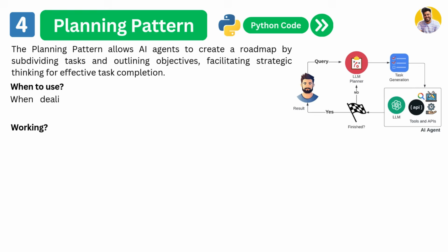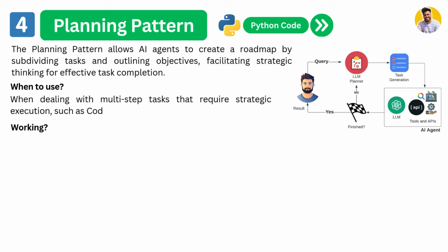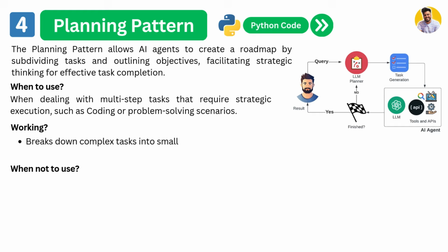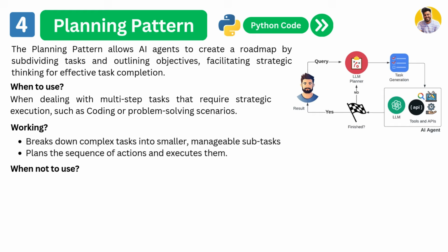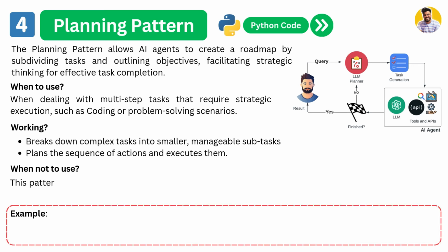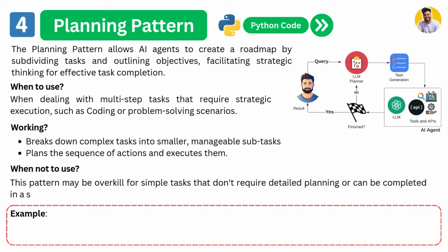You can use it when you are dealing with multi-step tasks that require strategic execution, such as coding, or problem solving where you need to act as a defense lawyer or as a prosecutor as well. It can break down a complex task into smaller manageable subtasks, plan the sequence of actions, and then execute them, and it can delegate tasks to its team as well. You can avoid using this pattern as it may be overkill for simple tasks that don't require detailed planning or can be completed in a single step.